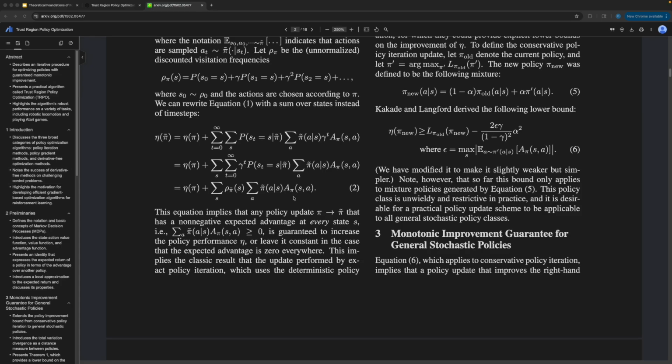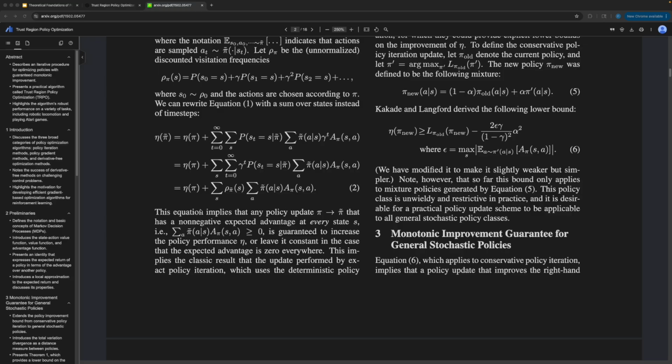So this equation implies that if you are making any policy update from pi to pi tilde, it would result in an improvement in the policy if for all states this advantage term is positive, which means that for all states your new policy is leading to higher returns, like the actions sampled from the new policy are leading to higher returns than the returns from those states when following the policy pi.